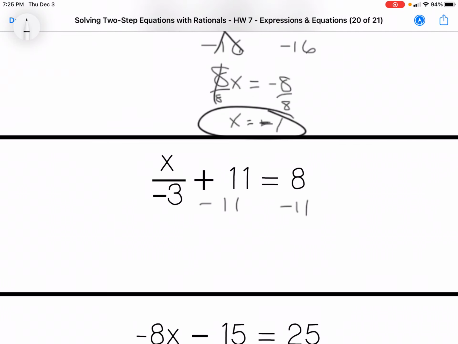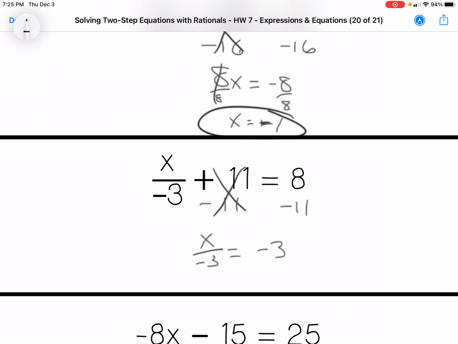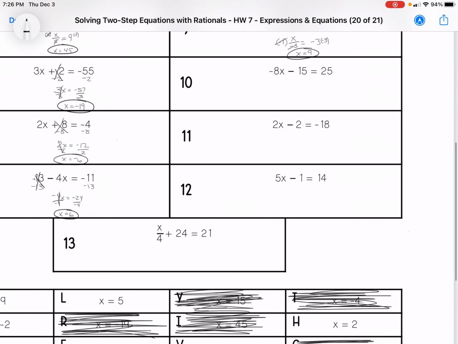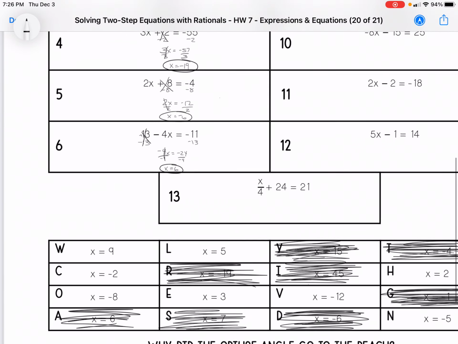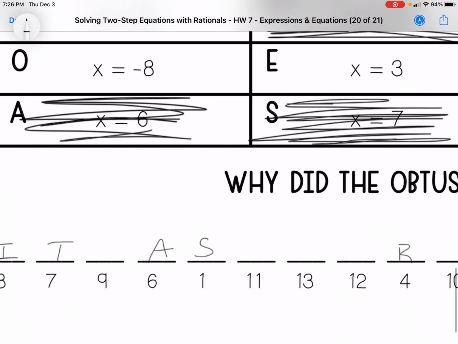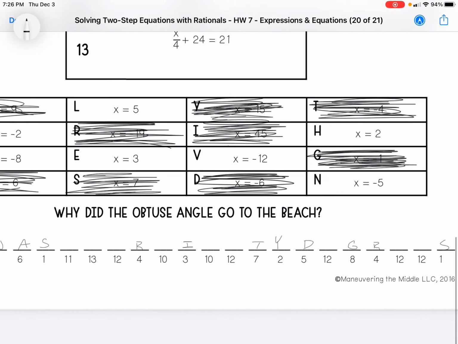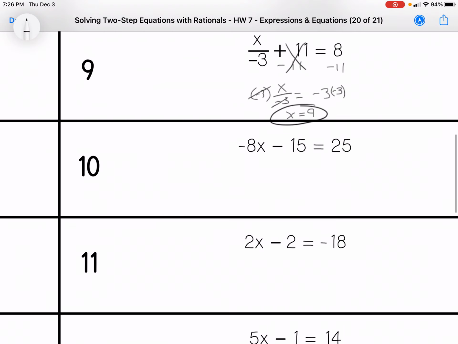Number 9. Subtract 11 from both sides. X over negative 3 equals negative 88. What do I do for this? Multiply by negative 3. Those go away, and I'm left with x equals 9. That would be W. So number 9 is W.